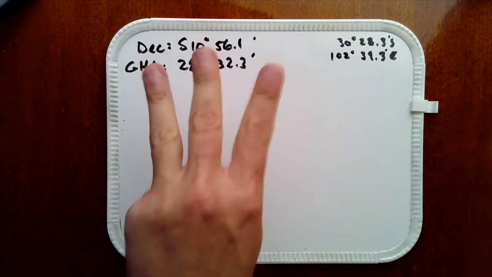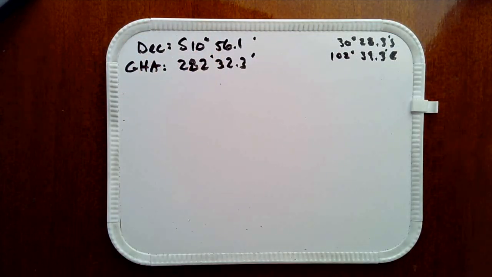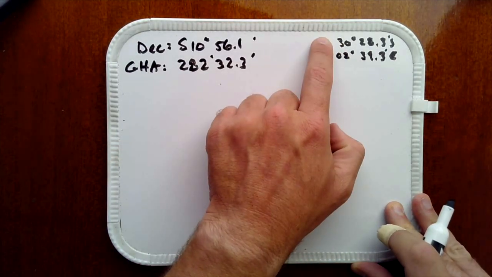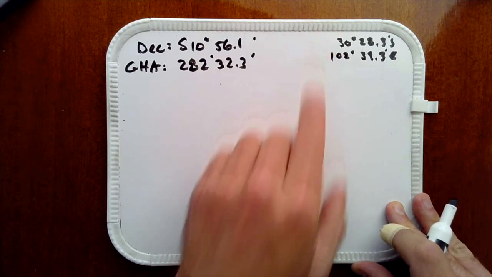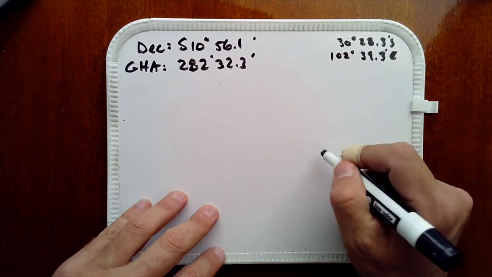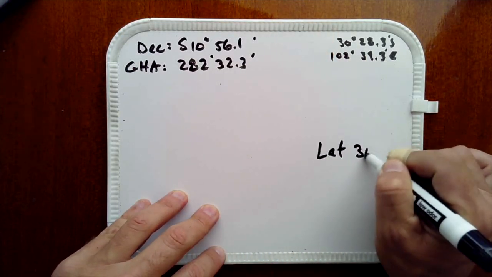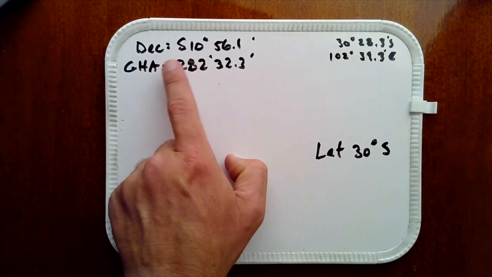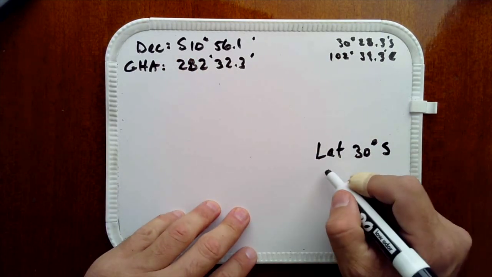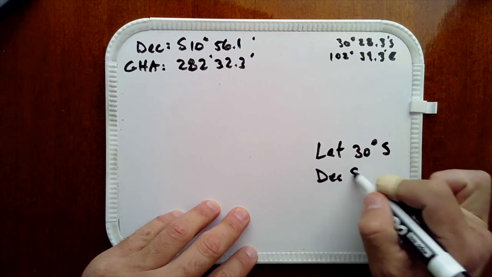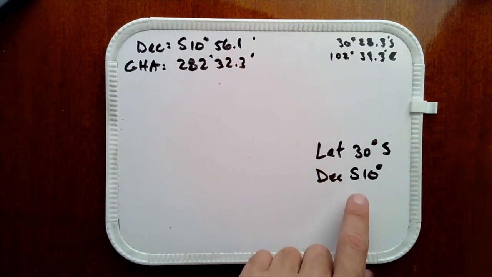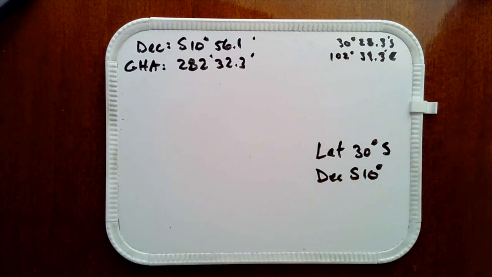So for step 3 of our process, we're looking for 3 values so that we can go into HO229. The first is latitude. So we're going to choose the closest whole latitude to our DR position, and it's pretty far away in this case, but it's going to be 30 degrees south. So that's latitude. Declination, pretty straightforward, south 10 degrees. And we'll account for those minutes later in the process. But for HO229, we've got the whole value.